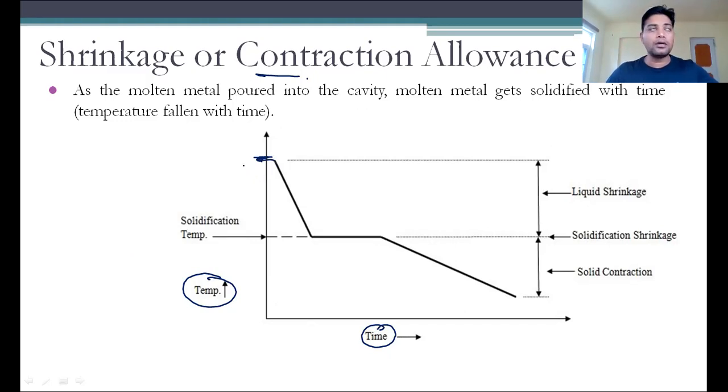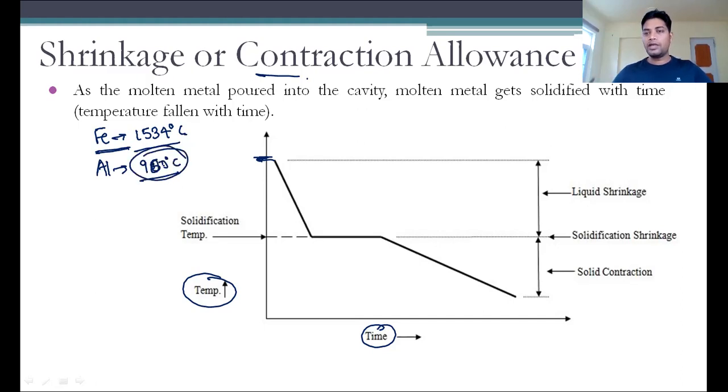If you take the example of Fe, that is iron, it has a melting point of 1534 or 1535 degrees centigrade. And if you talk about aluminium, it is generally in the range of 900 or 950 degrees centigrade. This variation is due to the different grades of aluminium. On average we can consider 900 degrees centigrade for aluminium.